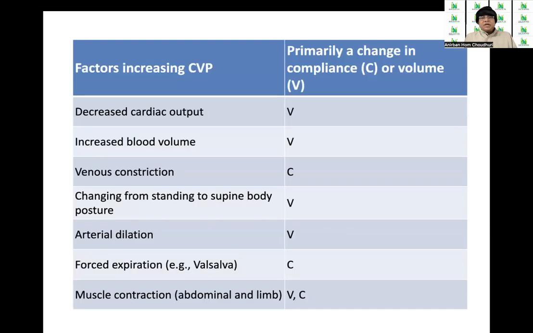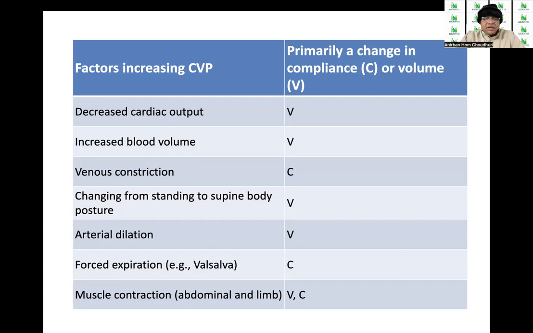Now, there are several factors which are responsible for increasing the CVP. If it is because of decreased cardiac output, the primary change is occurring in the volume. If it is increased blood volume, then also the primary change is occurring in the volume. If there is venous constriction, the primary change is in the compliance. When there is a change from standing to the supine position of the body, we know that there is a shift in the volume. So the change is also in the volume. For arterial dilatation, also there is a change in the volume because the same amount of blood is accommodated in a much bigger vessel, so to say.